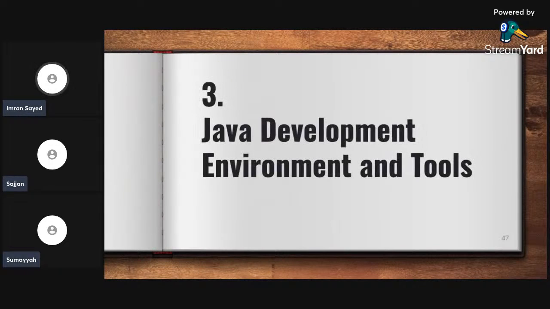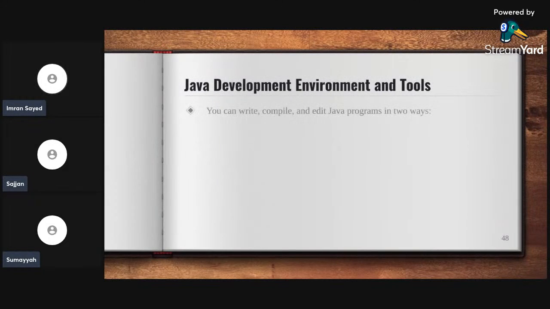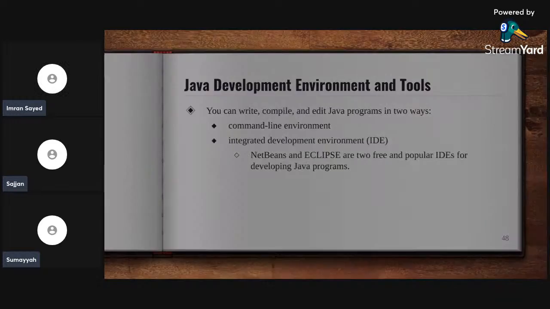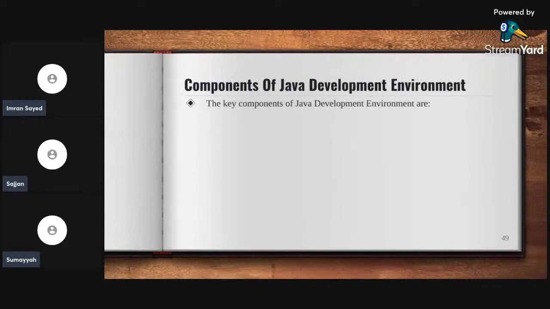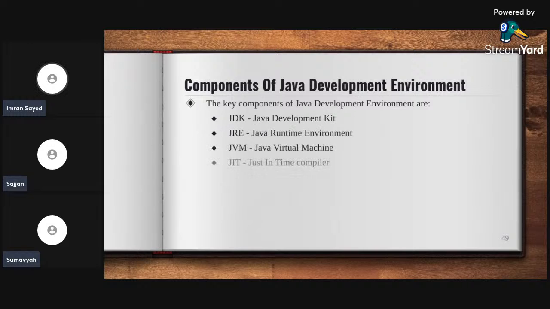Okay, development environment tools. We'll just breeze through it because I doubt we'll have questions in the exam for that. So you can write, compile, and edit programs in two ways: command line environment and integrated development environment. Key components are JDK, JRE, JVM, JIT. JDK is Java Development Kit. JRE is Java Runtime Environment. JVM, Java Virtual Machine, and just-in-time compiler.